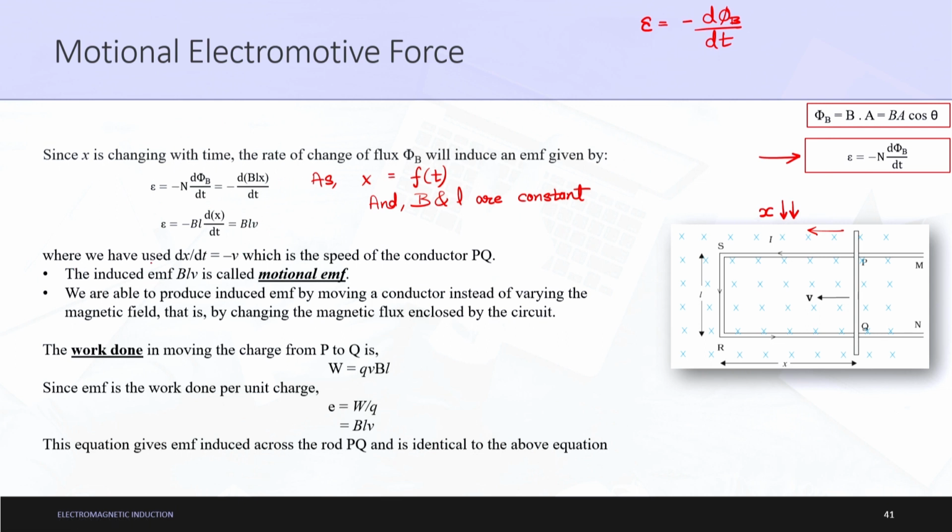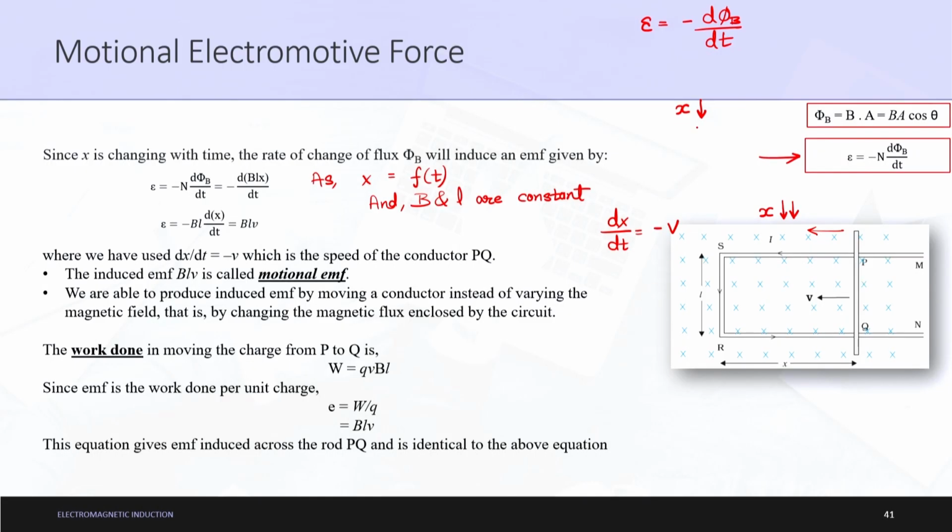Therefore, we have used dx by dt is equal to minus v, which is the speed of the conductor PQ. Please make sure that here dx by dt is minus v. Why is it minus v? Because x is a decreasing function, x is decreasing. Because x is decreasing, that is why we have put the negative sign here.